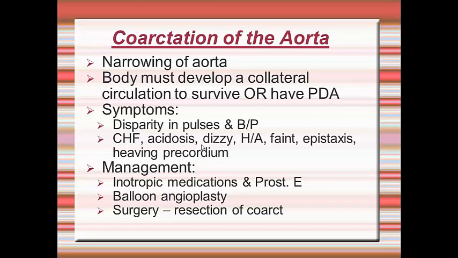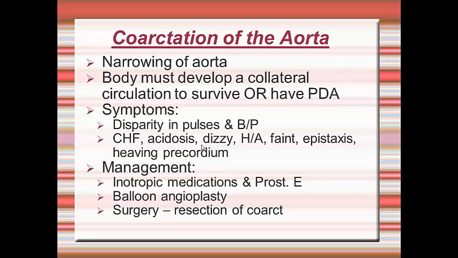The surgery would require a resection of the coarctation, so they would essentially just cut the narrowing out and resect the two healthy ends so that there would be no decreased blood flow.